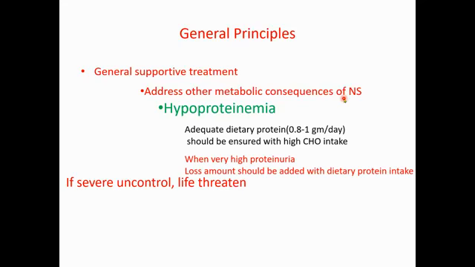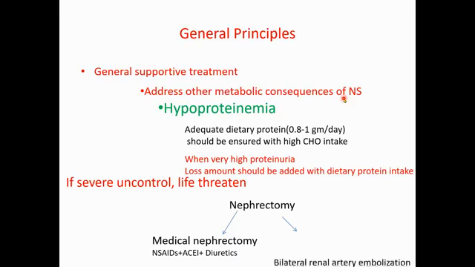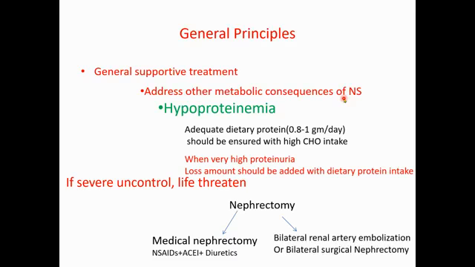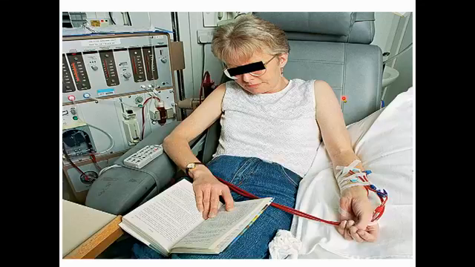If severe uncontrolled or life-threatening hypoproteinemia is present, then we can close the leakage. That is, we can do a nephrectomy. This can be done by medical nephrectomy with nephrotoxic drugs, NSAIDs, ACE inhibitors, or diuretics in combination, or by bilateral renal artery embolization or bilateral surgical nephrectomy, by which we can prevent the leaking and save the patient. This is the last resort of treatment, and this patient should be maintained on dialysis for the rest of life, or a kidney transplant if the primary disease is cured.